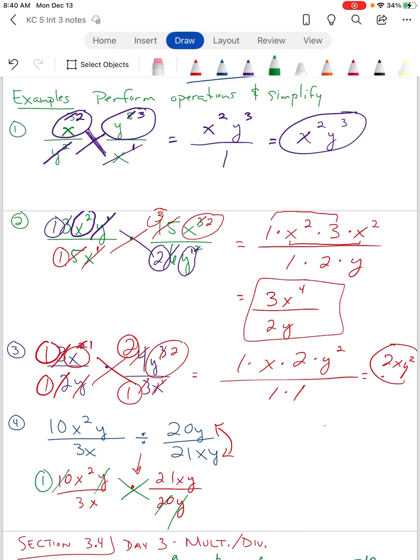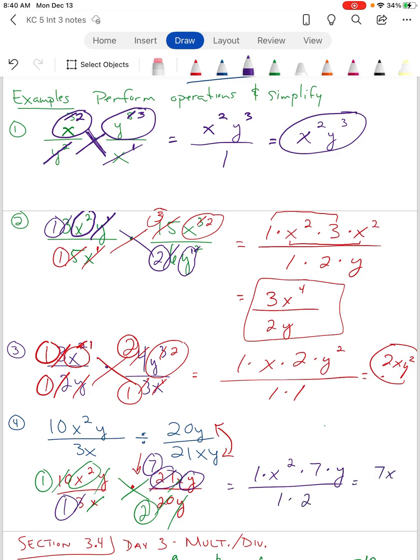10 and 20 becomes a 1 and a 2 because I can divide both of them by 10, and the x squared comes down. On the other side, my x's cancel out, and then I have a 3 and a 21, so that cancels out to a 7 and a 1. And I'm left with a y. So on the top, I have 1 times x squared times 7 times y over 1 times 2, which will give me 7x squared y over 2 as my final answer.